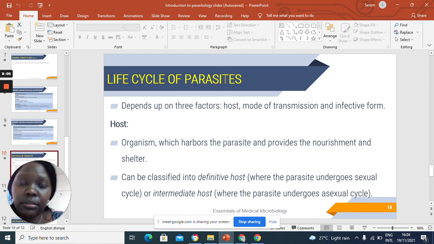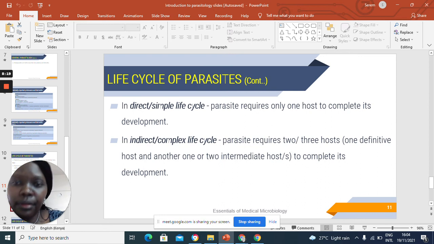When we come to the individual life cycles of the parasites, that's when we're going to see who are the definitive hosts and who are the intermediate hosts. Now, some parasites also undergo a direct or simple life cycle. That means it only needs one host to complete its development. And some parasites undergo an indirect or complex life cycle, meaning that it requires two or more hosts to complete its life cycle.